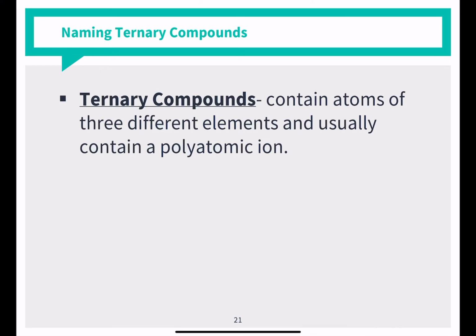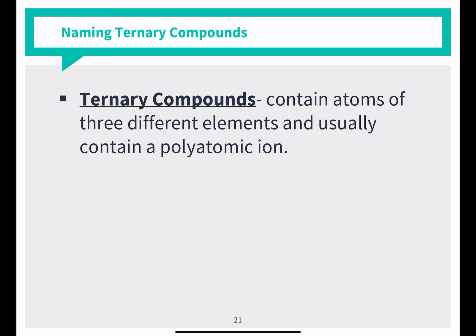Everything that we have named up to this point are binary compounds. They just have two different elements in them, like sodium chloride or diphosphorus pentaoxide. So they have two parts to them.